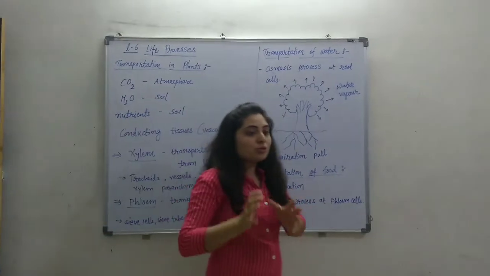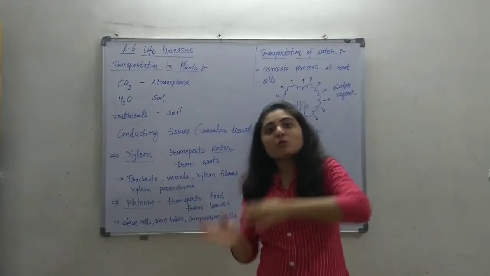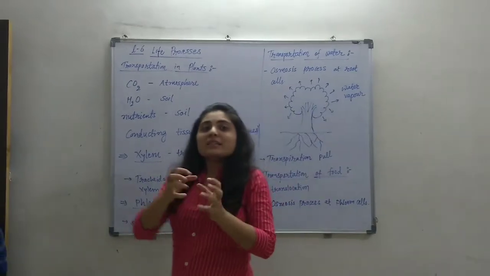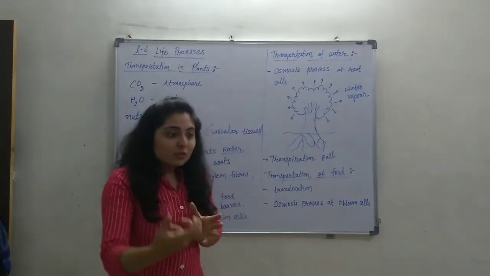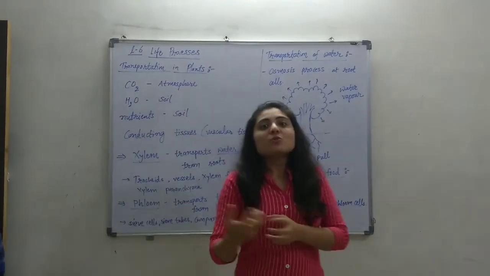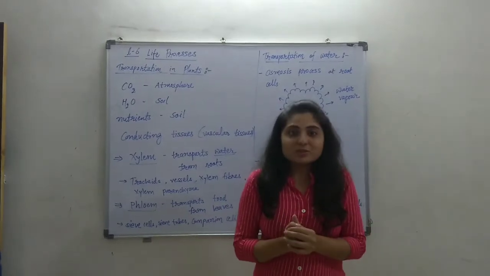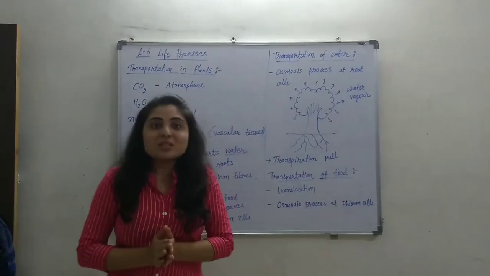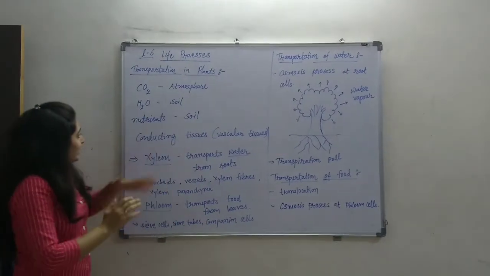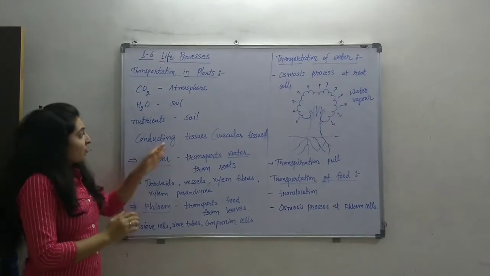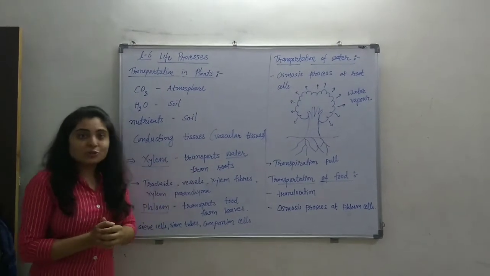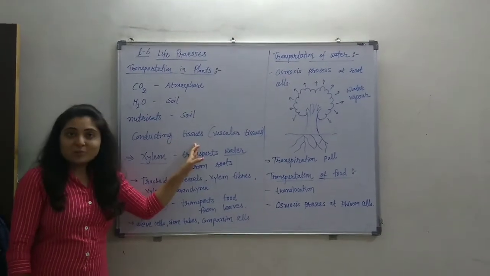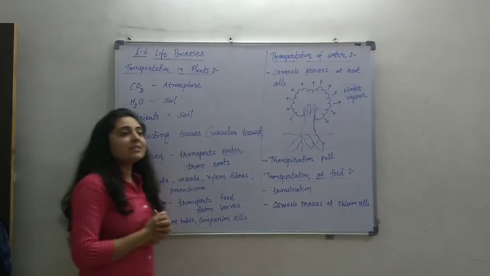So for that, to take the material from the roots to a particular place at some height, they need some conducting tubes, a conducting system to transport these materials. For that, plants have a transporting system made of conducting tissues, which are also called vascular tissues. There are mainly two types of conducting tissues present in the plant to carry this material.